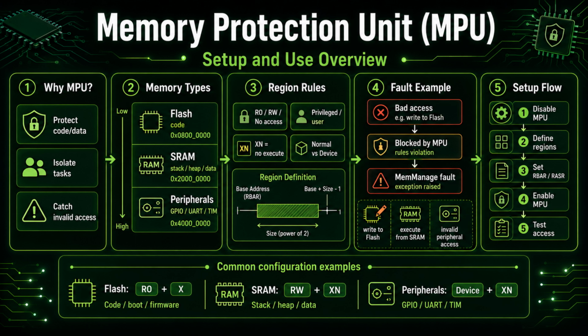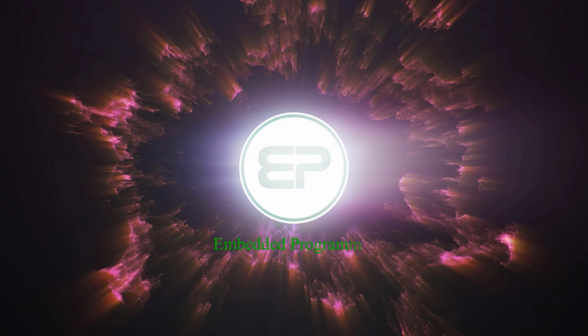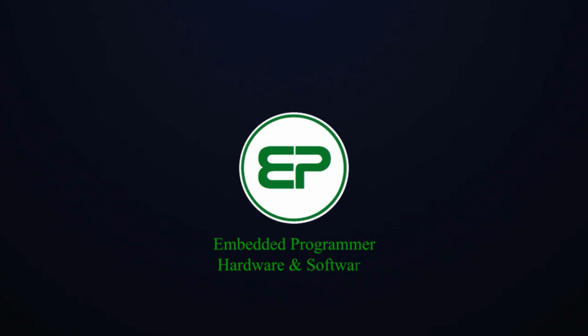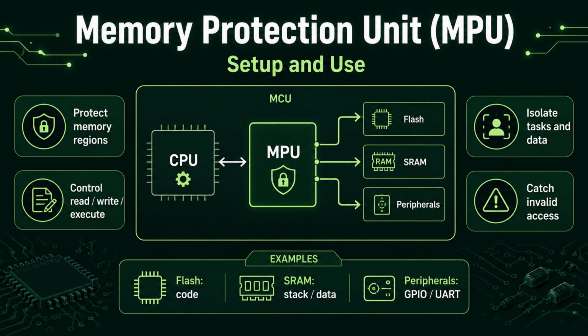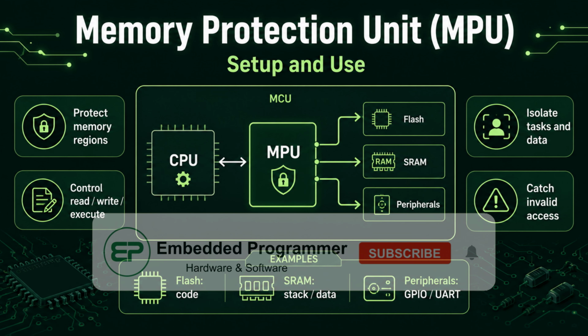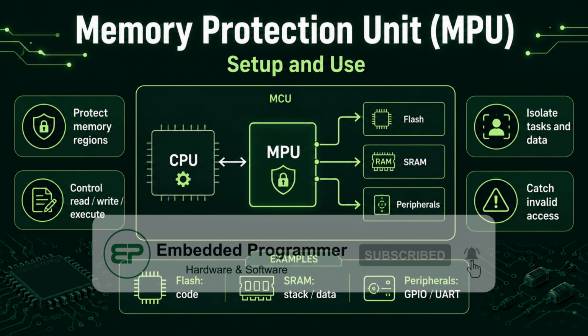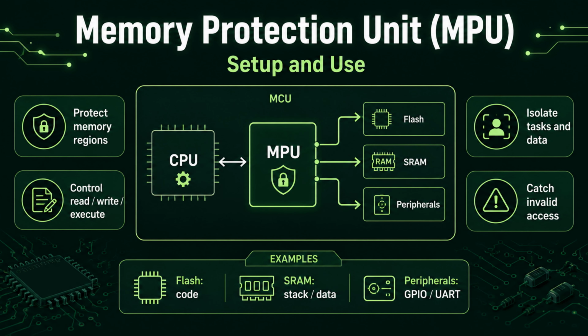In this video I am going to explain how the Memory Protection Unit, or MPU, is configured and used in embedded systems. An MPU is a hardware block inside many ARM Cortex-M microcontrollers. It checks every memory access made by the processor and compares it with a set of programmed protection regions.